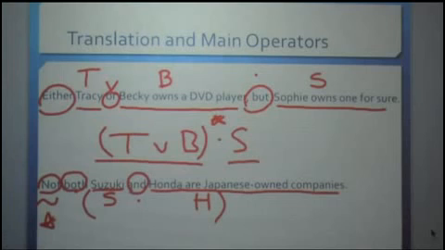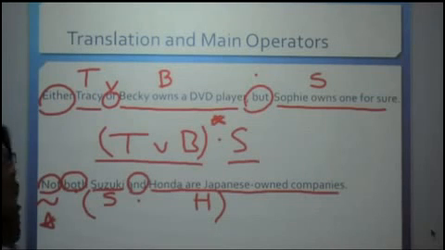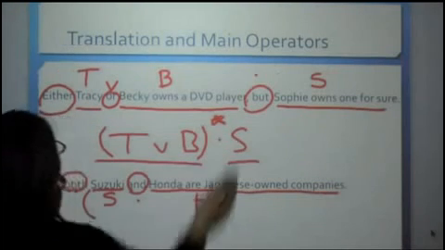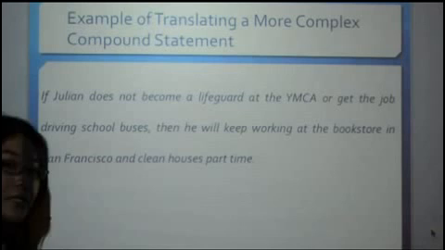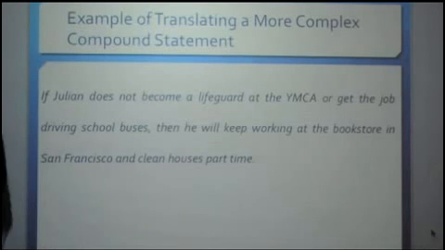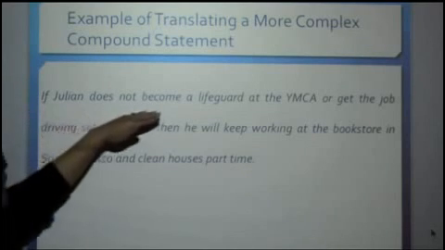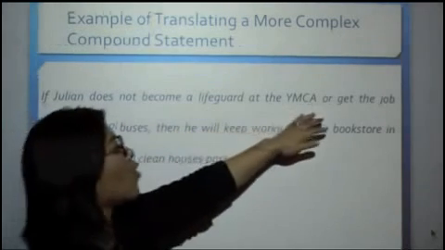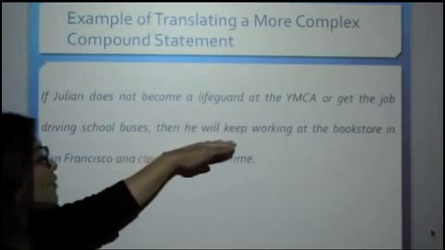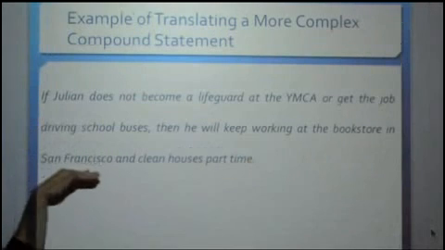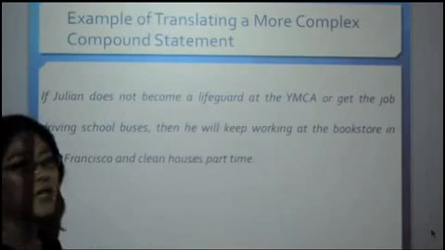Okay, now let's look at one final example of a statement in ordinary language, and this is going to be a fairly complex statement, okay? So it'll be fairly long. So here's another statement in ordinary language, and this is a complex compound statement, and as you can see, it was a little bit longer than the first two that we just did, okay? So here the statement reads, if Julian does not become a lifeguard at the YMCA or get the job driving school buses, comma, then he will keep working at the bookstore in San Francisco and clean houses part-time, okay?